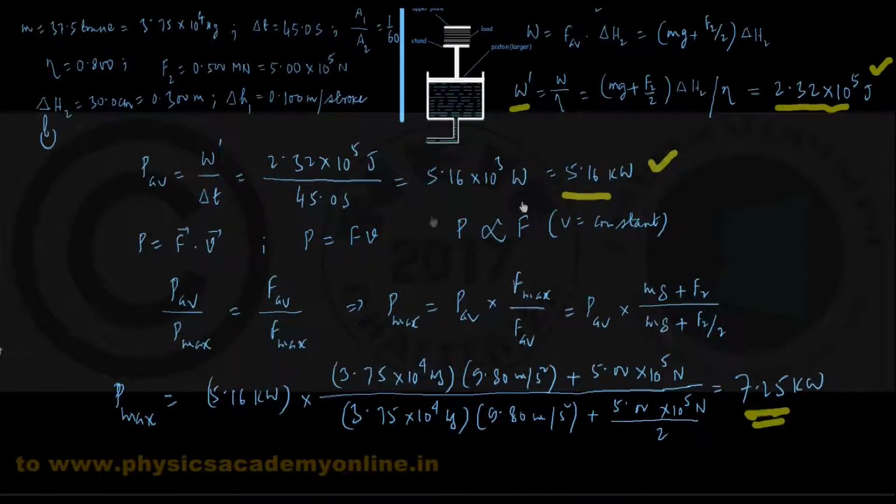We have got the average power supplied by the engine is 5.16 kilowatt. So the maximum power delivered by the engine, which corresponds to the maximum strain of the load, is 7.25 kilowatt. One more part left, and as before, we shall just show here only the main steps of calculation to avail some space for writing.